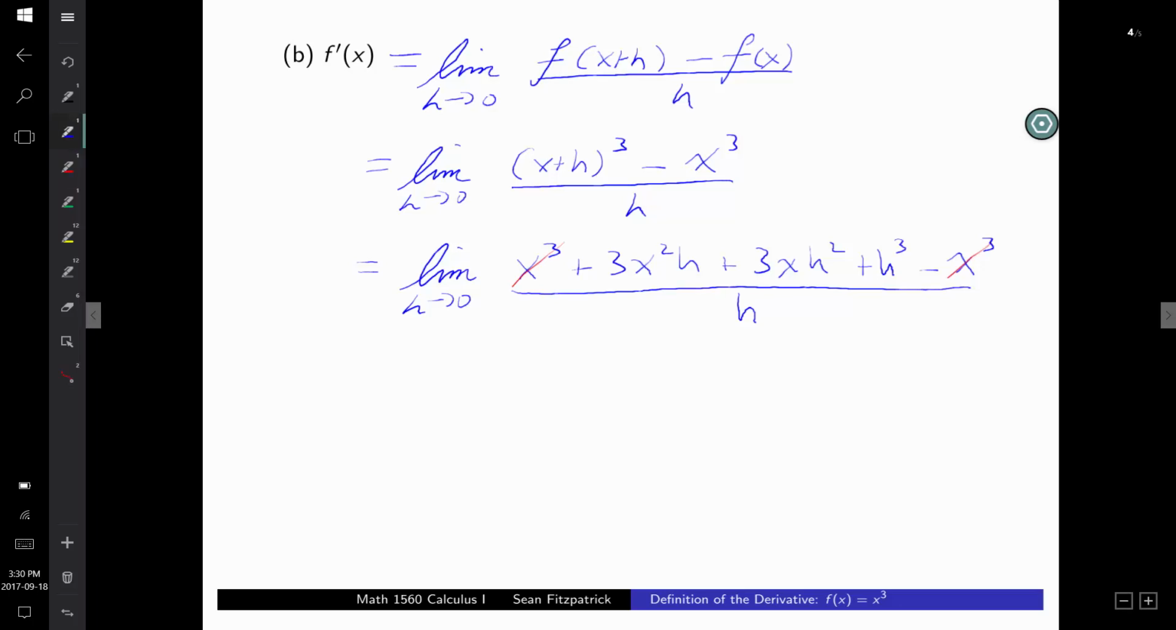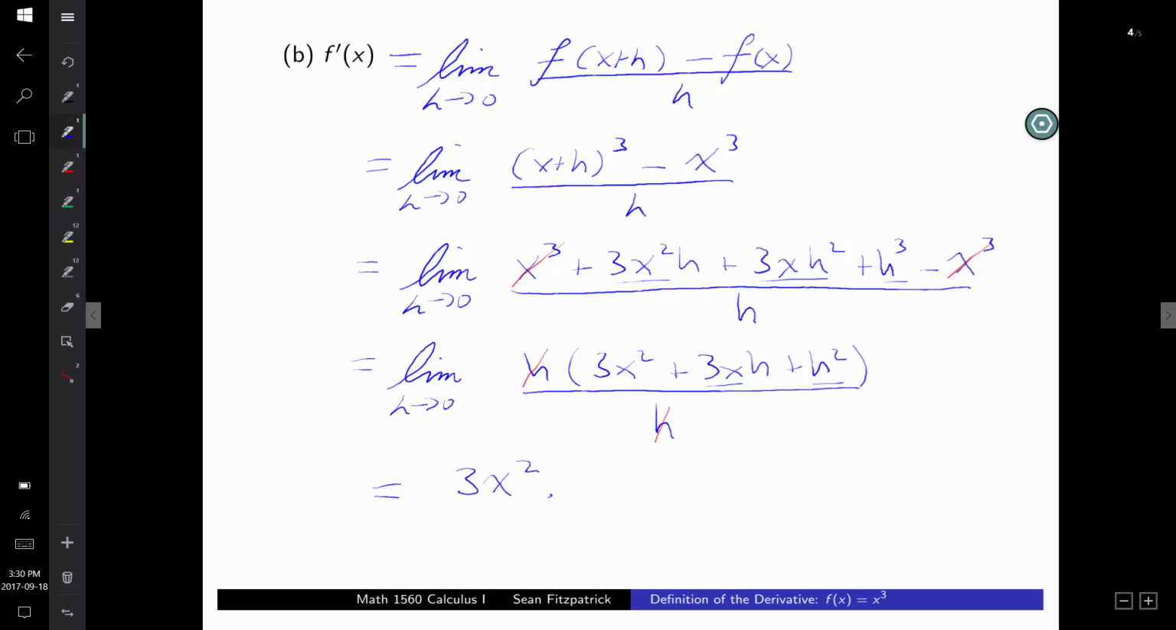So those first and last terms cancel out again just as they did last time. And I notice that these three terms all have an h in them. So if I factor that h out, I've got 3x squared plus 3xh plus h squared, over h on the bottom. Again, I can cancel. And once I cancel, I notice that now I've got no problem. I can just set h equal to 0. This term and this term go away, and I'm left with simply 3x squared.